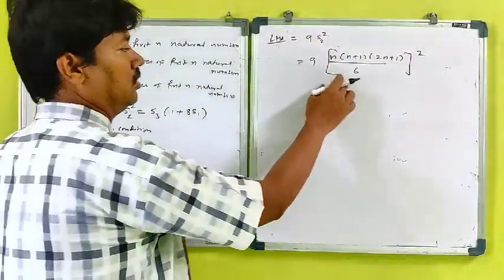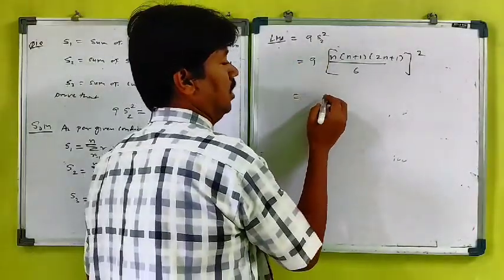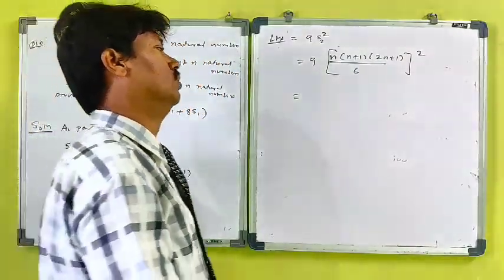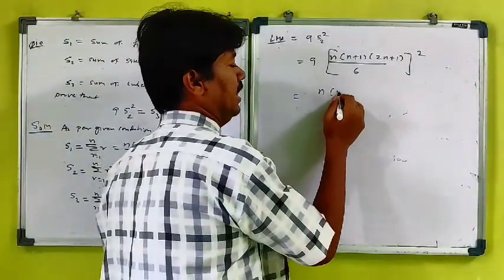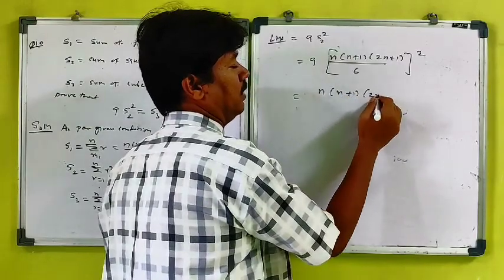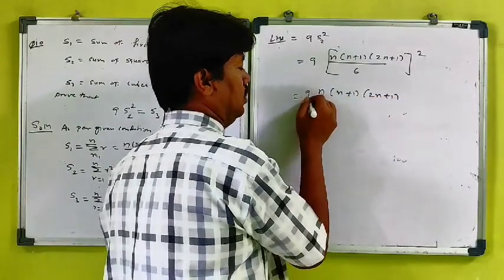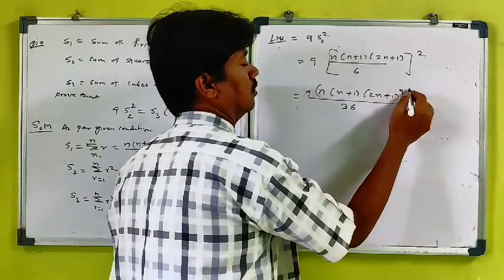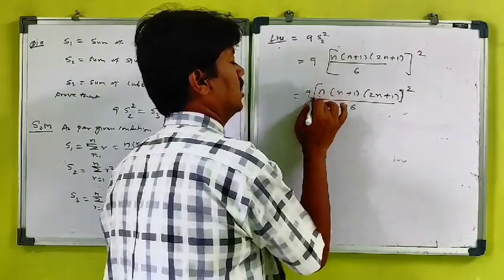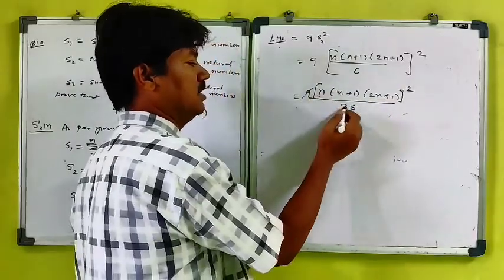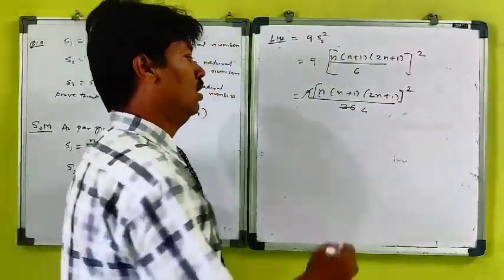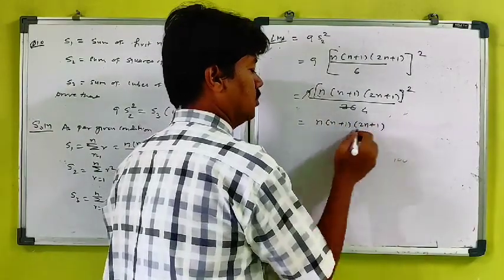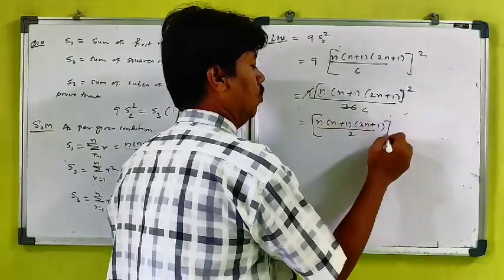That becomes 9 upon 36, which is 1 upon 4. We can say n plus 1, 2n plus 1 into 9 upon 36. This is a square. This cancels out here, so it becomes 4. And therefore we can write this as n plus 1, 2n plus 1 upon 2, the whole square.